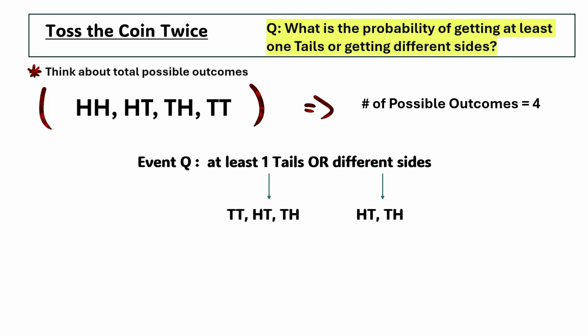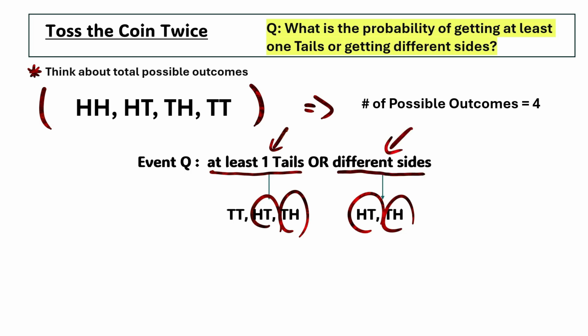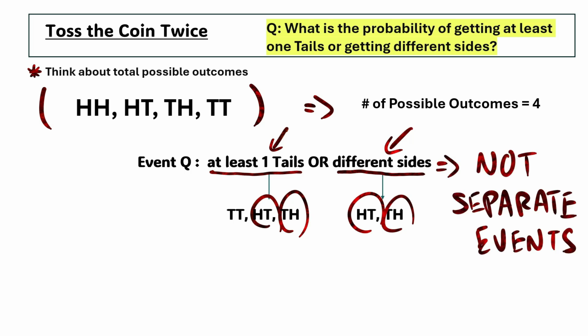So if you look here, whenever we get the events or outcomes HT or TH, then the individual event getting at least one tails and the other individual event getting different sides are both going to be satisfied at the same time, right? It's possible for the two events to be satisfied at the same time because they share the same outcomes, which are HT and TH. So what this means is that the two individual events getting at least one tails and getting different sides, those two are not separate events.